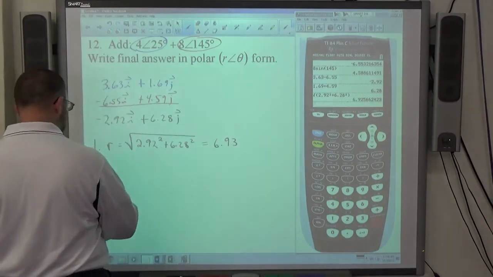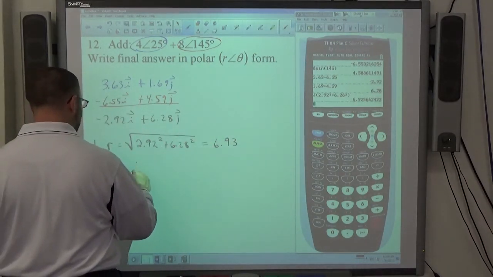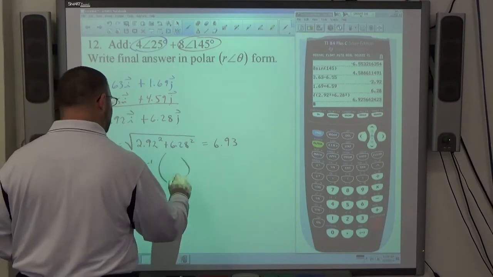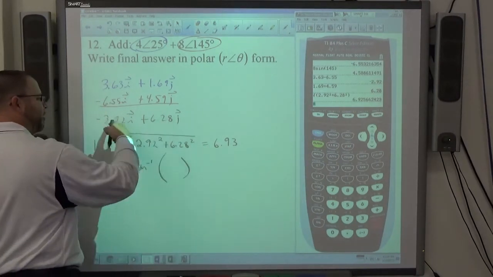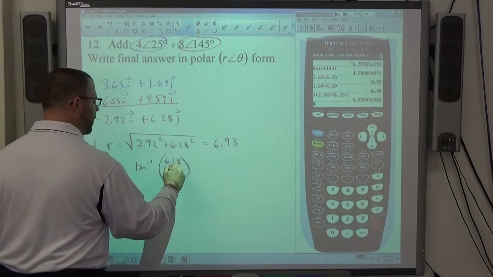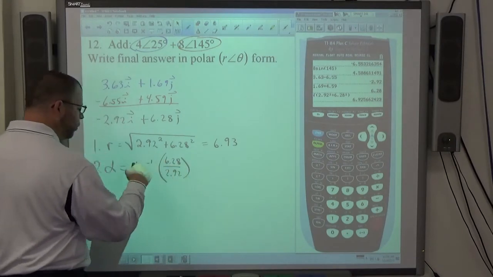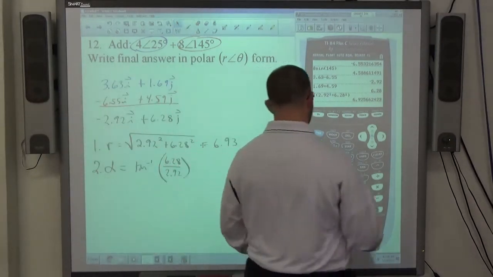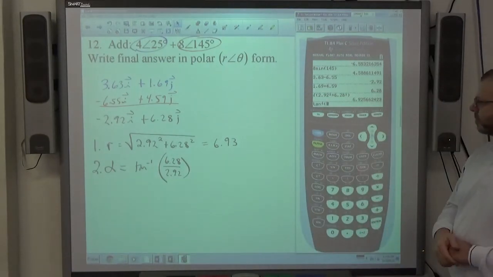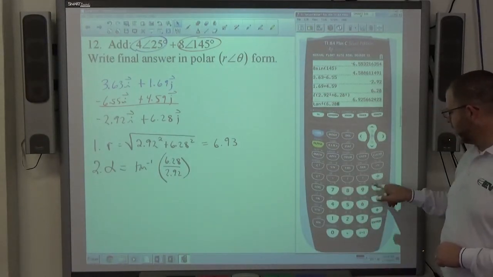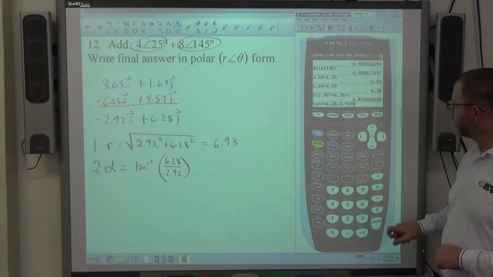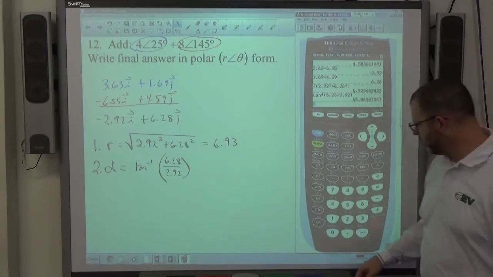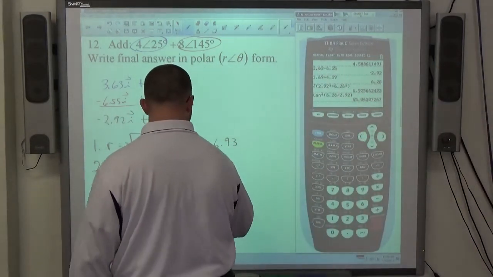Step 2, once again, no negative signs. Alpha is equal to the inverse tangent of the absolute value. That's why the negatives get thrown out. Second divided by first. 6.28 over 2.92. You do have to hit the inverse tangent key. So hit second tan. 6.28 divided by 2.92. In parentheses equals 65.06 degrees.